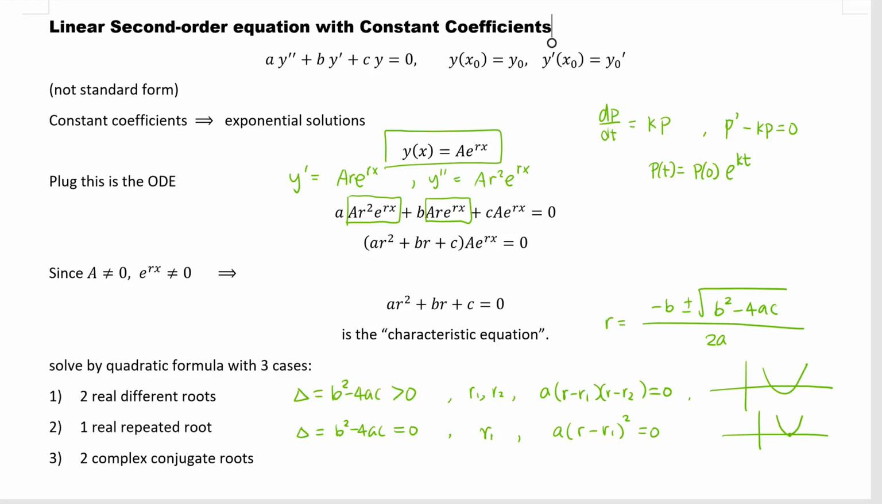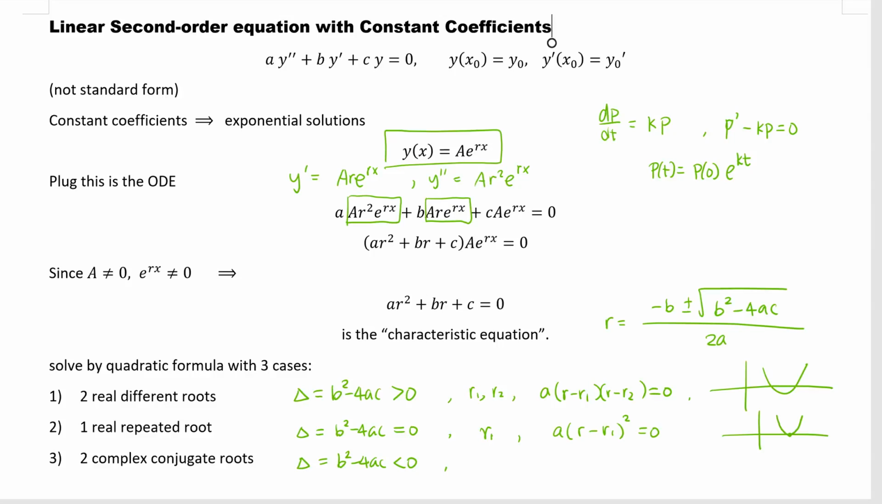So when do we have complex conjugate roots? That is when the discriminant is negative. In this case, we're not able to decompose the quadratic function into a product of two linear factors with real coefficients. However, we can decompose it into a product of two linear factors with complex coefficients.